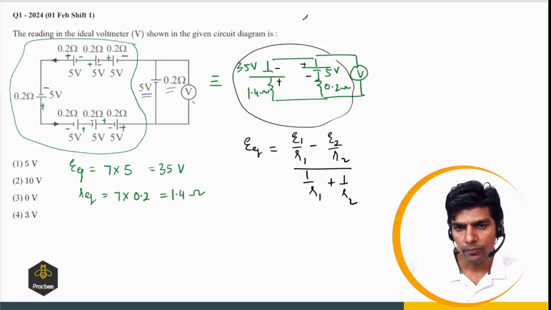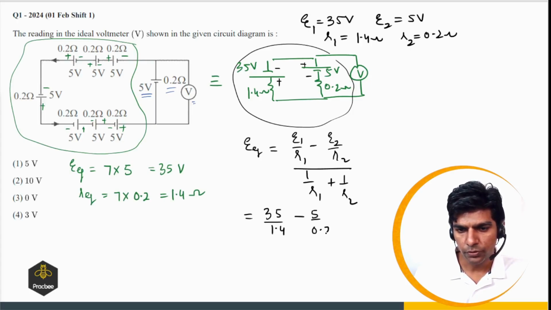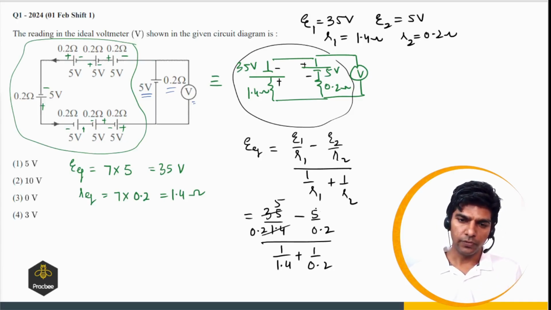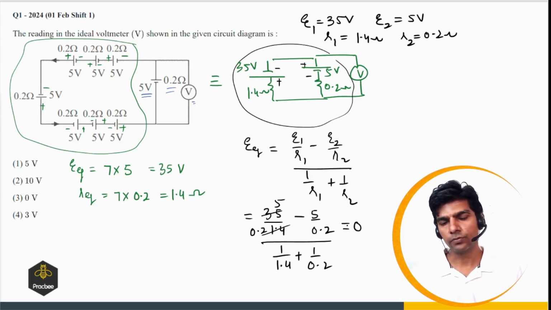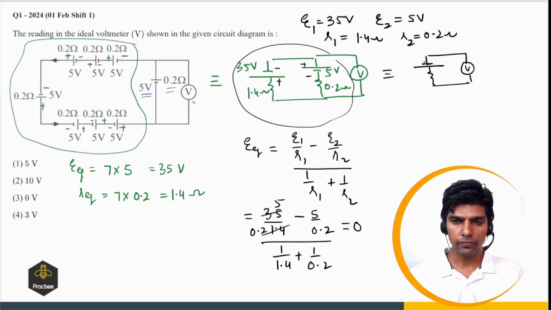I'm assuming that the effective cell will have the same polarity as the EMF of 35 volts. So E1 will be 35, E2 will be 5, R1 is 1.4 ohms, and R2 will be 0.2 ohms. Let us put the values: (35 upon 1.4 minus 5 upon 0.2) upon (1 upon 1.4 plus 1 upon 0.2). So that will be 25 minus 25, and it comes out to be 0. So we can say this combination is behaving like a battery which has an EMF of 0 volt.